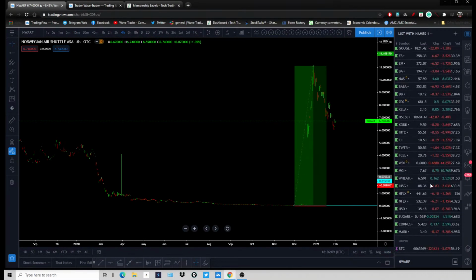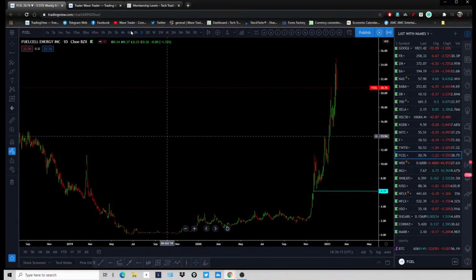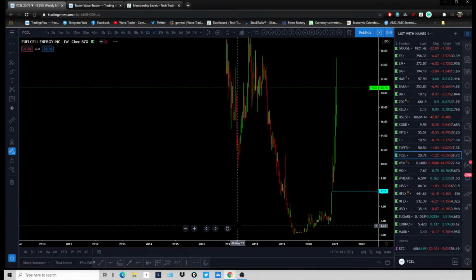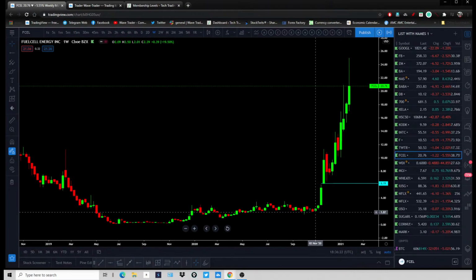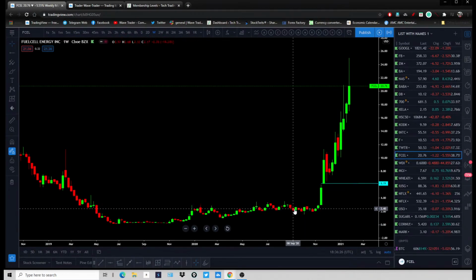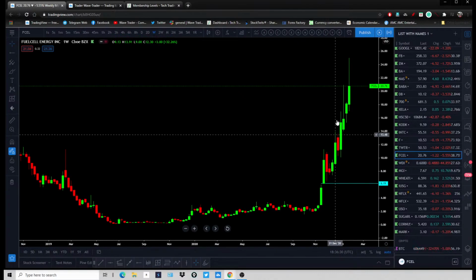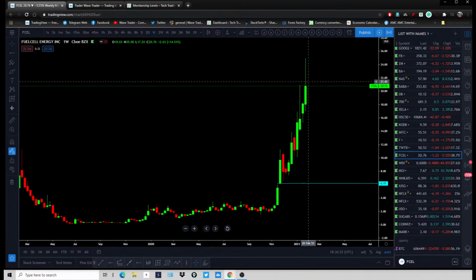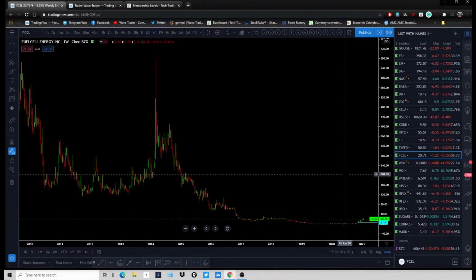Or we had FuelCell. FuelCell was also good. When I was showing to go for a buy on FuelCell, it was close to the $2 mark. So this is also a good run, going back up and hitting the 26 mark.